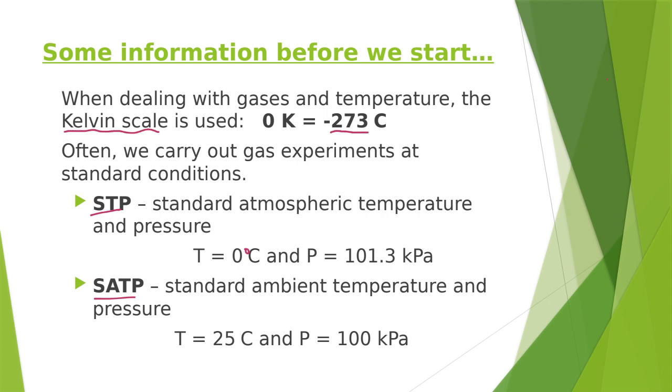If they use SATP conditions, this is ambient temperature, which just means this is room temperature, or should be room temperature, which is 25 degrees C. And as a result, the pressure changes slightly down to 100 kilopascals. Commonly, they will ask you to do calculations, and they'll say that now the gas is at STP or SATP, and it will be assumed that you know these conditions.